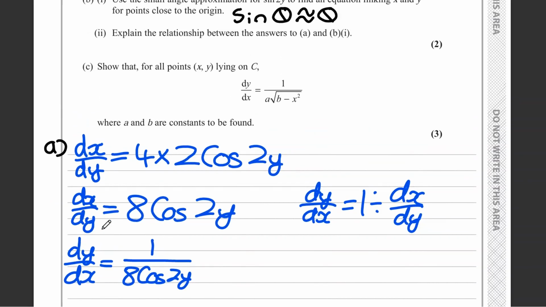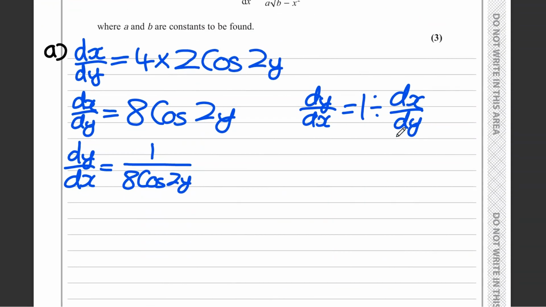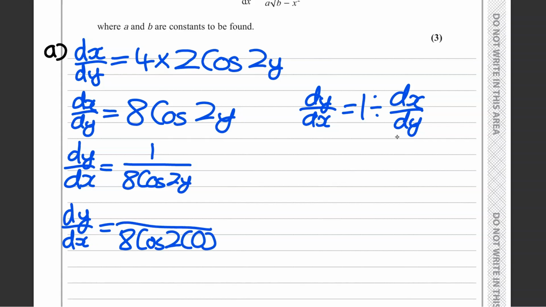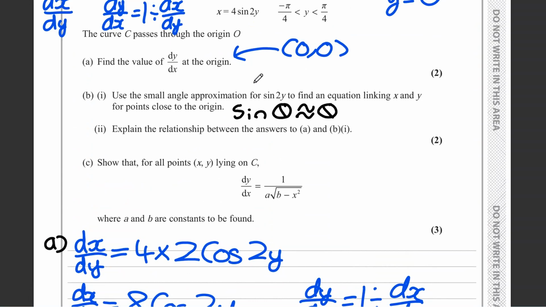So we know dy over dx in terms of y, so therefore we can sub in the value that y is equal to 0. So therefore dy over dx is equal to 1 over 8 cos of 2 times 0. So this is going to be cos 0, and cos 0 is 1, so this is going to be 8 times 1 in the denominator, which is 8, so this is going to be 1 over 8. So this is the value of dy over dx at the origin.